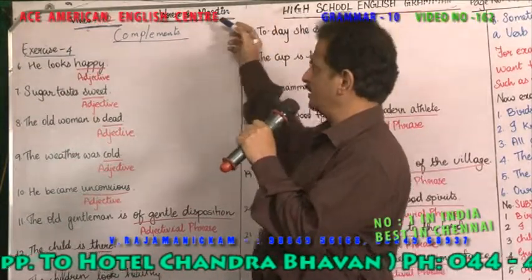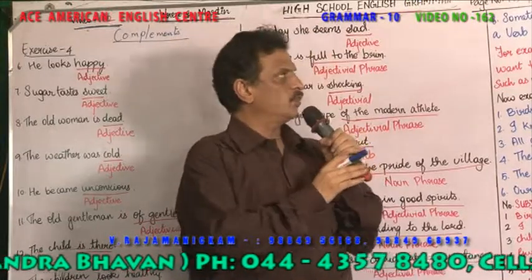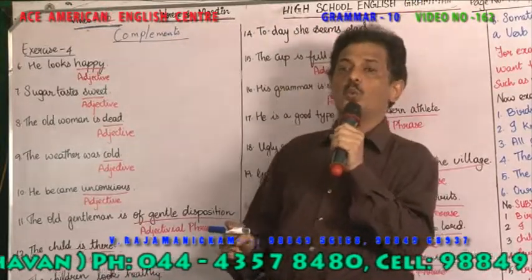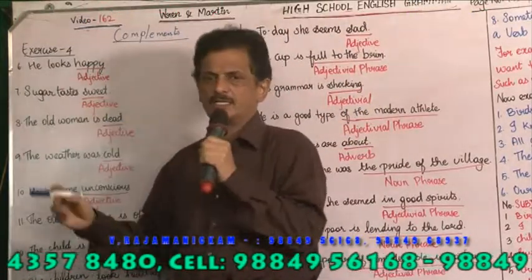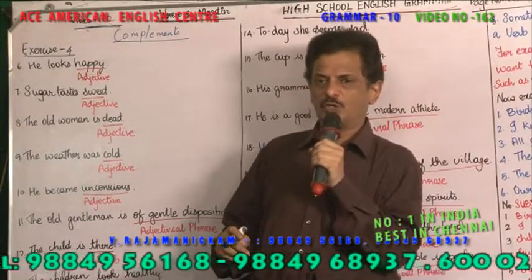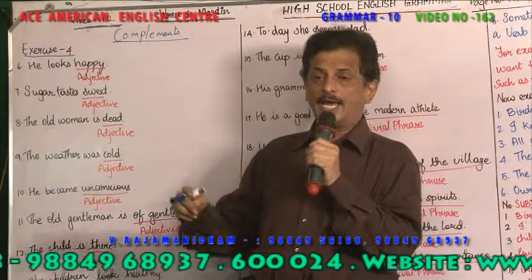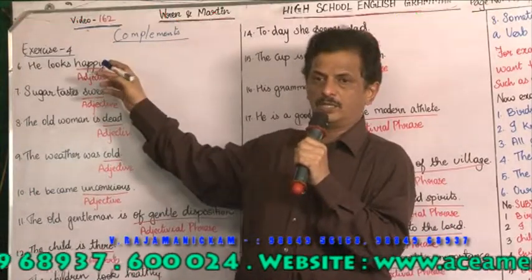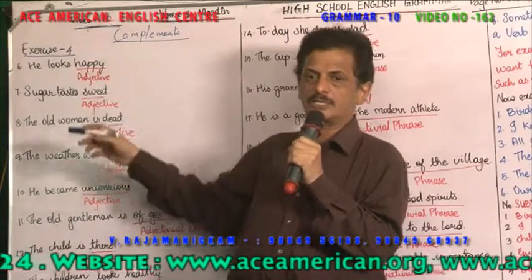Now, in Wren and Martin's book, we have come to video number 162, page number 173 to 174. What you're seeing is the complements. What are the complements? When an intransitive verb doesn't take an object, and the verb or the predicate verb after that says something about the subject, it is called a complement.